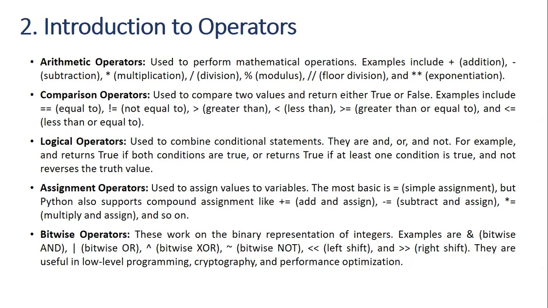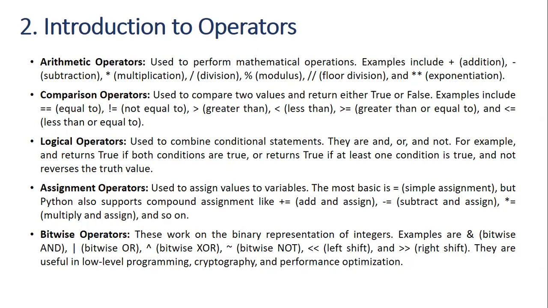Assignment operators are used to assign values to variables. The most basic is equal to, which is simple assignment, but Python also supports compound assignments like plus equal to, which means add and assign. Minus equal to means subtract and assign. Multiply equal to means multiply and assign, and so on.